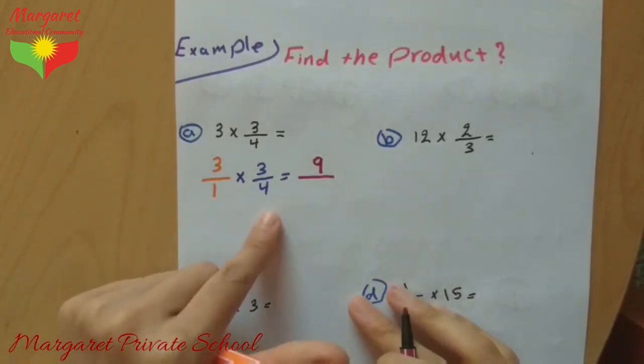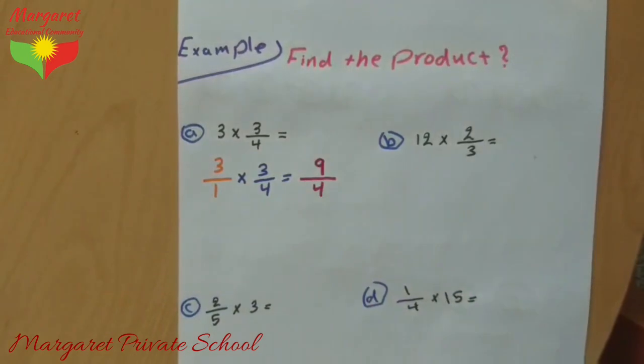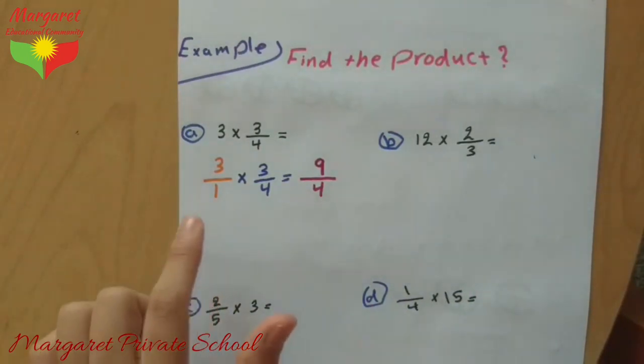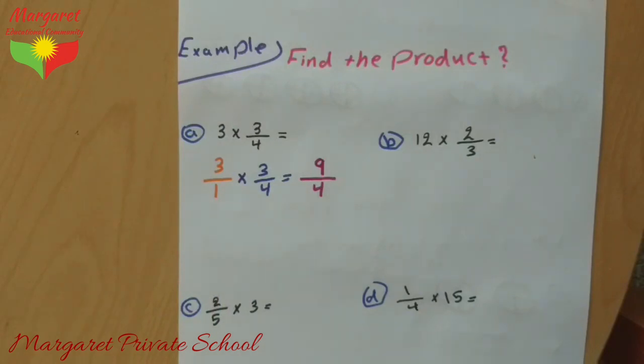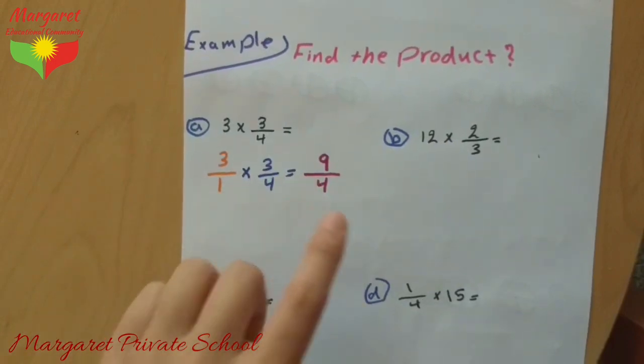1 times 4 equal number 4. You don't need, from the product of two fractions, you don't need to find a common denominator. So the numerator times numerator and denominator times denominator.